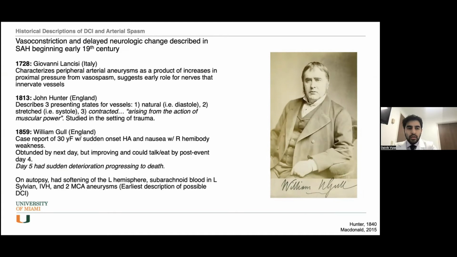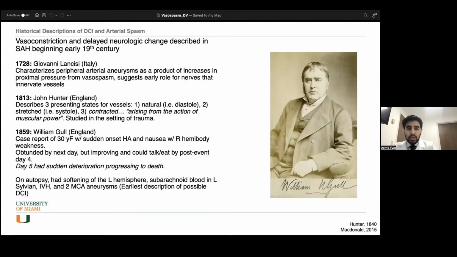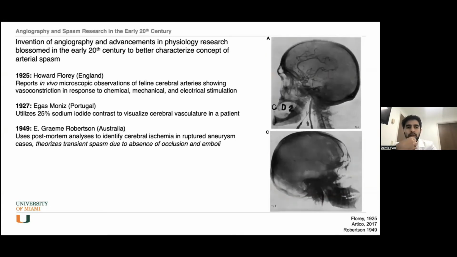But we go forward about 40 years, and William Gull, another physician in London, describes the case report of a 30-year-old woman who had a sudden onset headache and right hemibody weakness, was obtunded, but progressively improved by about day 4 after the event. But on day 5, she suddenly deteriorates and passes. On autopsy at the time, they found that she did have left hemispheric softening consistent with evidence of an infarct, as well as known subarachnoid blood and 2 MCA aneurysms. This really was the first case report of something like a delayed cerebral ischemia event in the setting of aneurysmal subarachnoid hemorrhage.